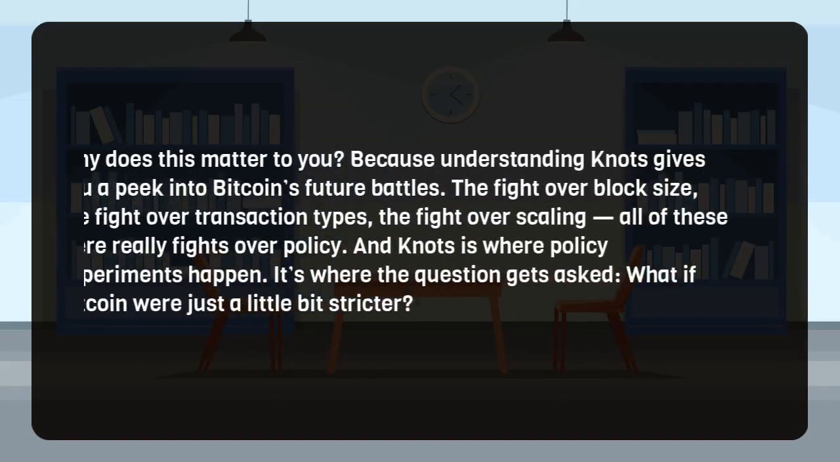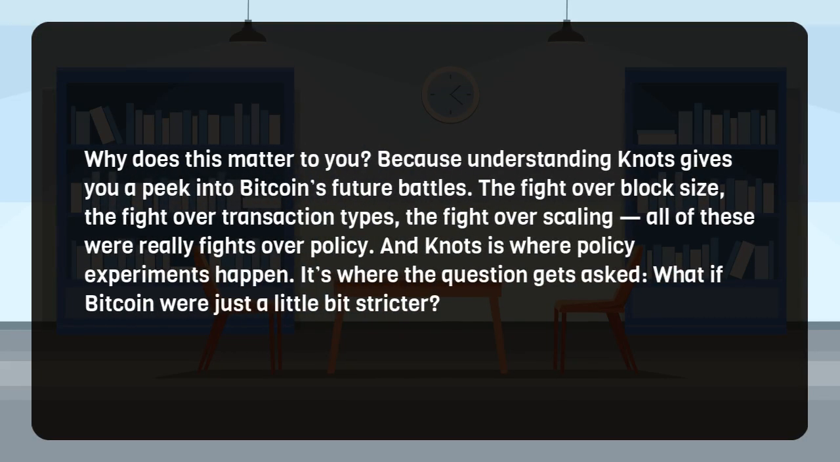Why does this matter to you? Because understanding Knots gives you a peek into Bitcoin's future battles. The fight over block size, the fight over transaction types, the fight over scaling, all of these were really fights over policy. And Knots is where policy experiments happen. It's where the question gets asked, what if Bitcoin were just a little bit stricter?